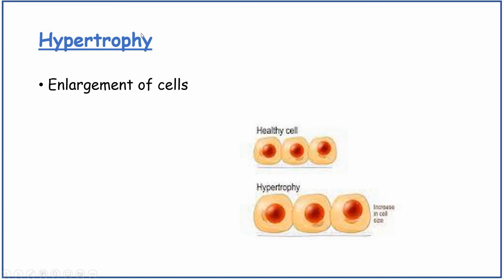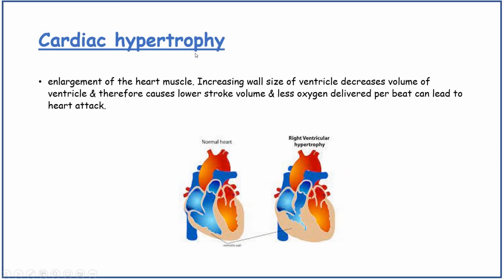Hypertrophy. Trophy means getting bigger. So hypertrophy is the cells getting bigger, enlargement of cells. So the cells themselves are getting bigger, hypertrophy. Cardiac hypertrophy is enlargement of the heart muscle.